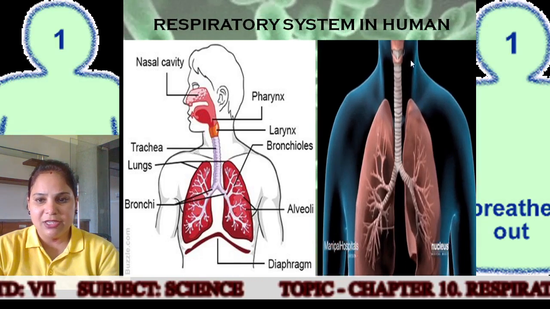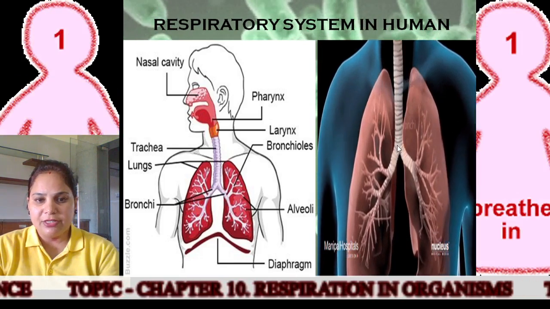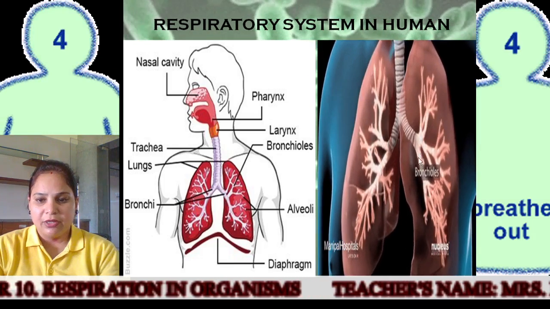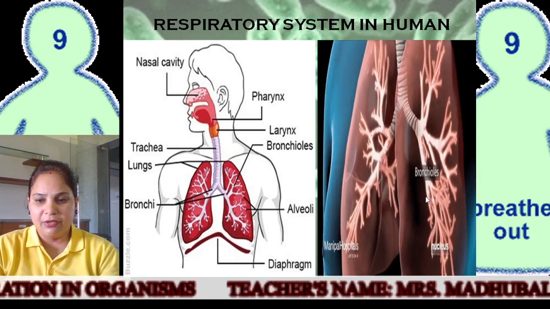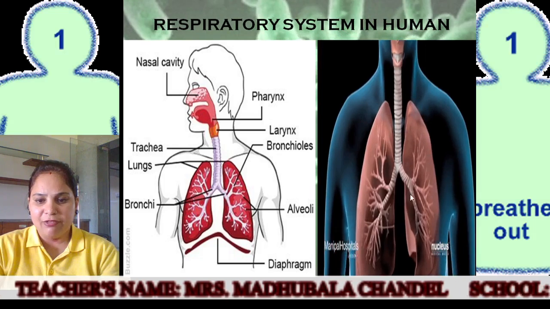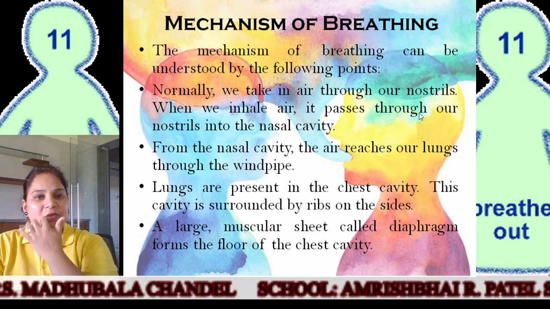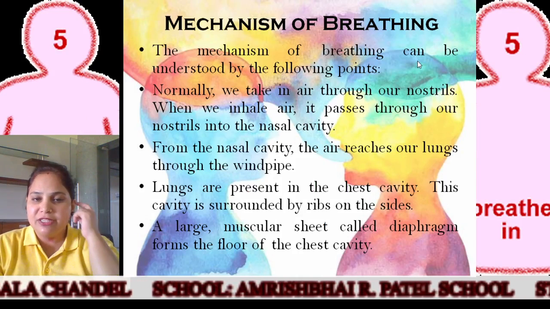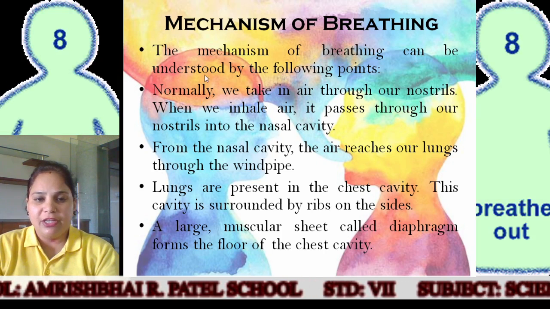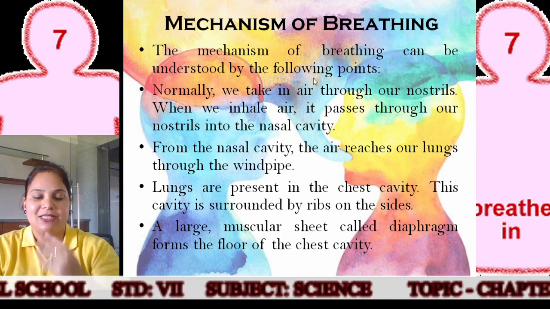Here you can see in this diagram the trachea, then two bronchi, which are divided into bronchioles, and the bronchioles contain alveoli. So let's see how the mechanism of breathing takes place. This is a very important part of the chapter. In this mechanism of breathing, you should know about the diagram and the process of inhalation and exhalation.